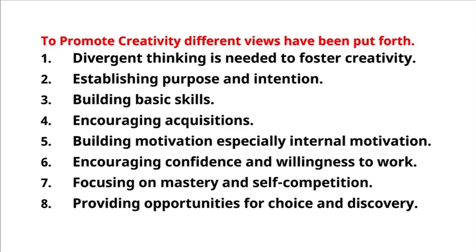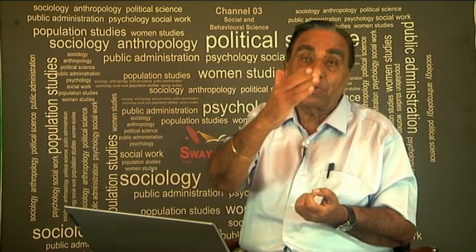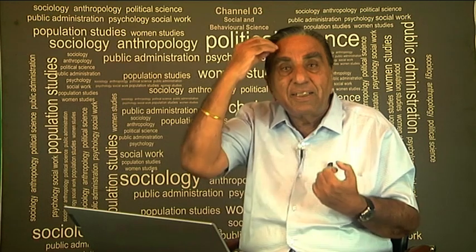Number 7, focusing on mastery and self-competition. Develop mastery and not competition with others, but self-competition. I solved this problem in this way, now I ask how I can solve this problem in another way. This is one solution, what can be the other solution? Now, I am not competing with Mr. X, I am competing with myself. I have solved this by method X, how can I solve this with the Y method? When this feeling of self-competition comes, then divergent thinking is fostered, it is developed, and we start solving the problem.